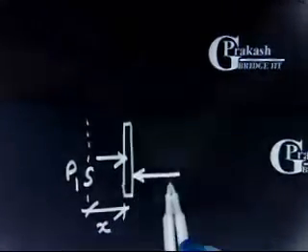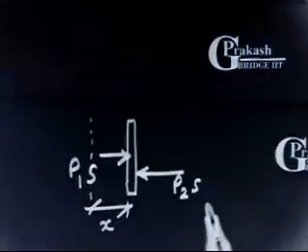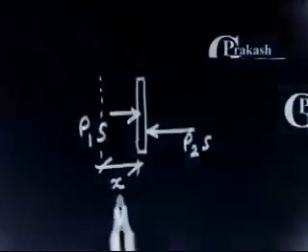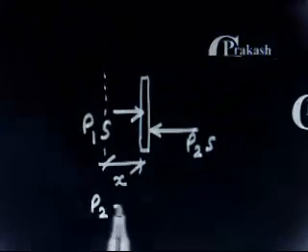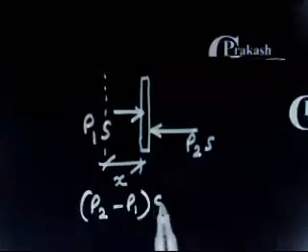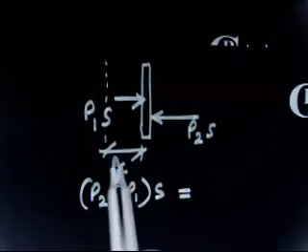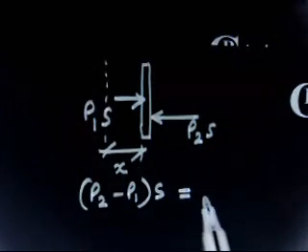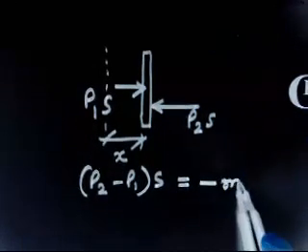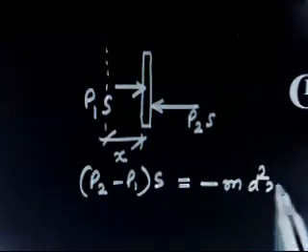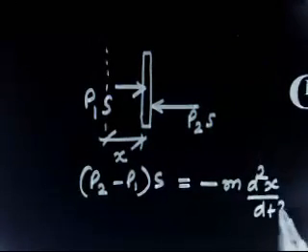You see your copy. So from this side the force will be P1 into S. On the right side the force will be P2 into S. So the resultant force in this direction will be (P2 minus P1) into S. And this should equal mass into acceleration. This x is on this side and the force is acting on this side, so I have to apply a minus sign. Mass into acceleration, where acceleration is d2x by dt square.